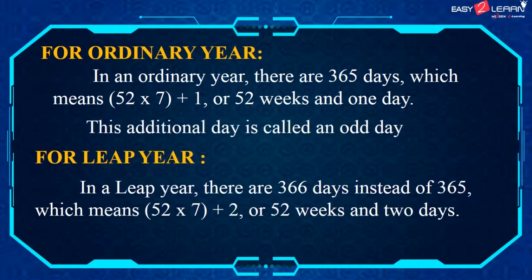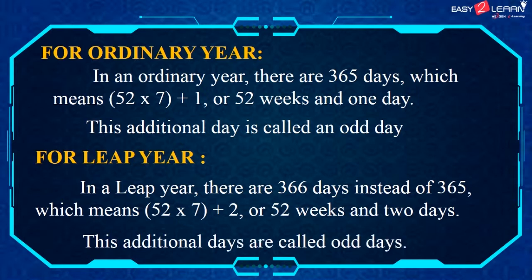For a leap year, similarly, we have 366 days. So 366 divided by 7. After doing the division, we get the remainder as 2. So the number of odd days in a leap year is equal to 2.